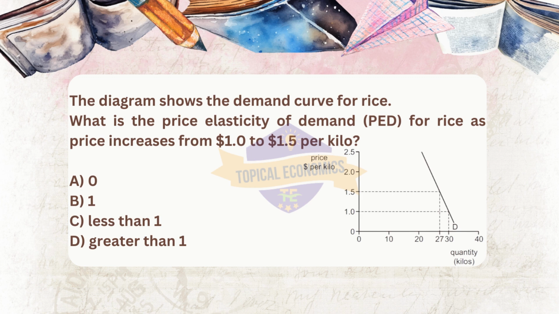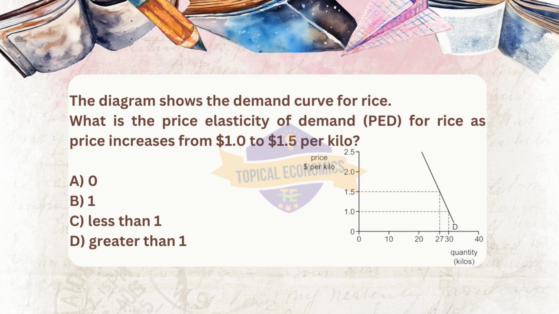The diagram shows the demand curve for rice. What is the price elasticity of demand, PED, for rice as price increases from $1 to $1.50 per kilo? Options are A. 0, B. 1, C. less than 1, D. greater than 1. This question is from year 2021 October-November version 3 paper.